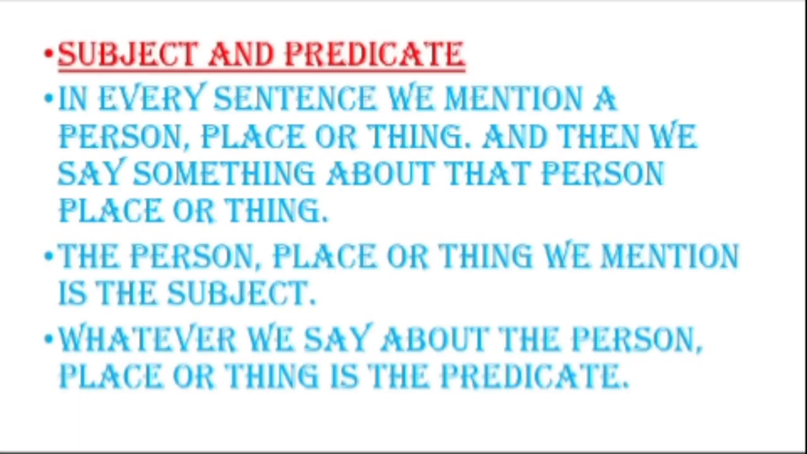In every sentence we mention a person, place or thing, and then we say something about that person, place or thing. The person, place or thing we mention is the subject, meaning about whom we are talking, that is the subject. Whatever we say about the person, place or thing is the predicate. So now let's understand this with the help of examples.